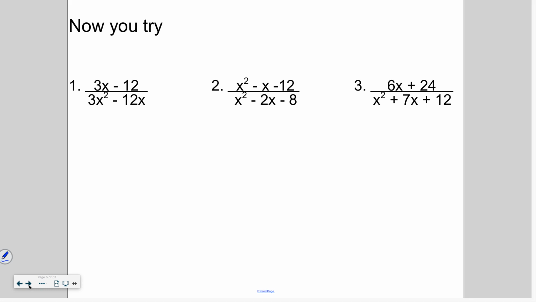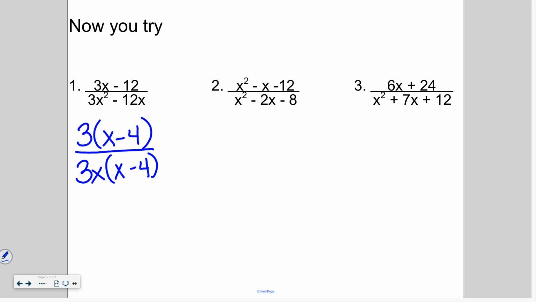So if I look at the first one, if I look at the top, I have a GCF of 3. So if I take out a 3, I'm left with x minus 4. Okay? If I look at the bottom one, I have a GCF of 3, but I also have a GCF of x because they both have an x in there. So I'm left with x minus 4. Now I need to see what we have in common. So if I look at this, the x minus 4 is canceled. This leaves me with 3 over 3x.